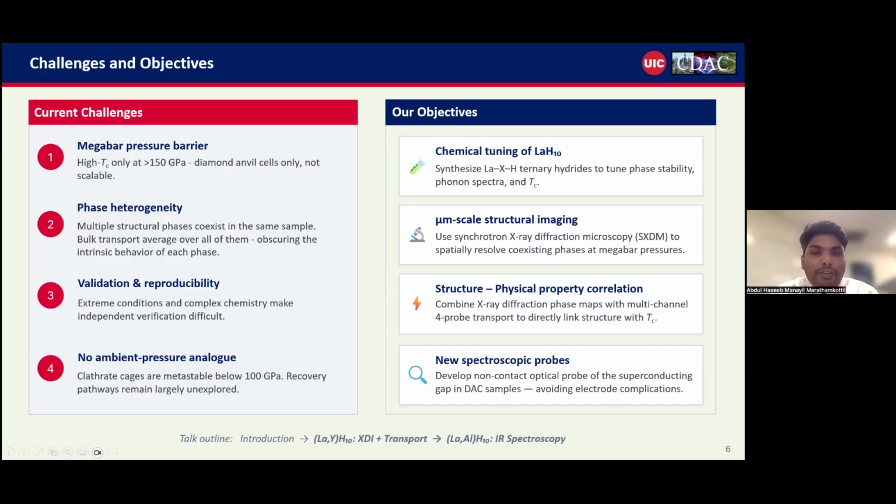The second, phase heterogeneity. Most synthesis produces multiple coexisting structural phases in the same tiny sample.